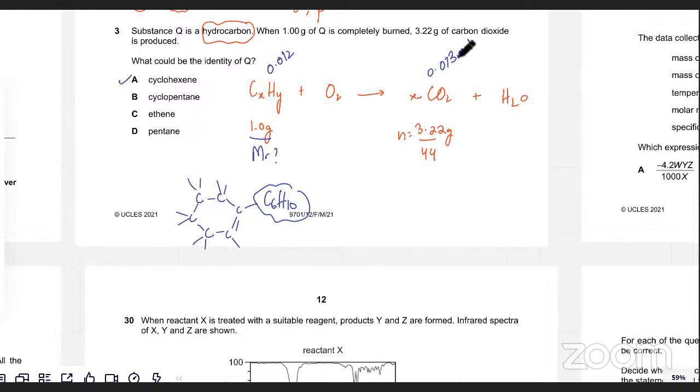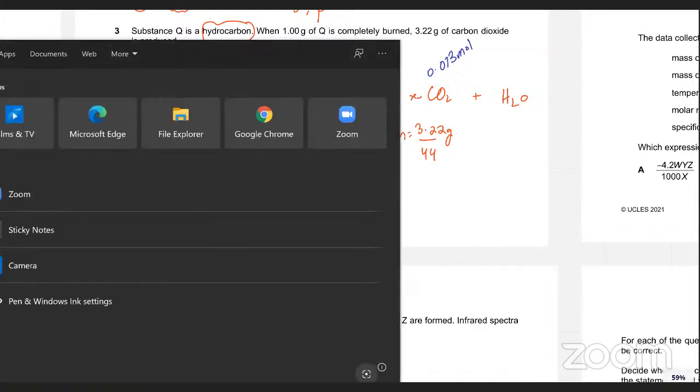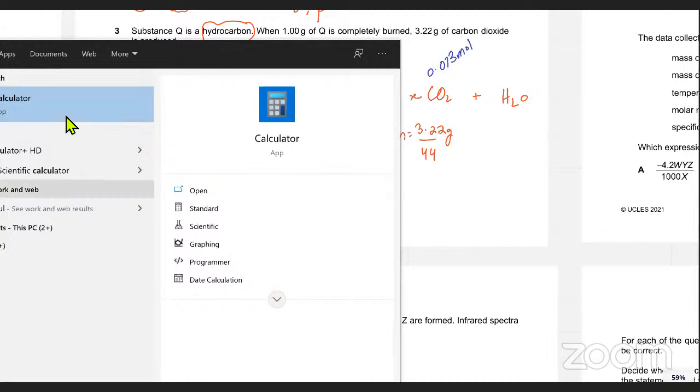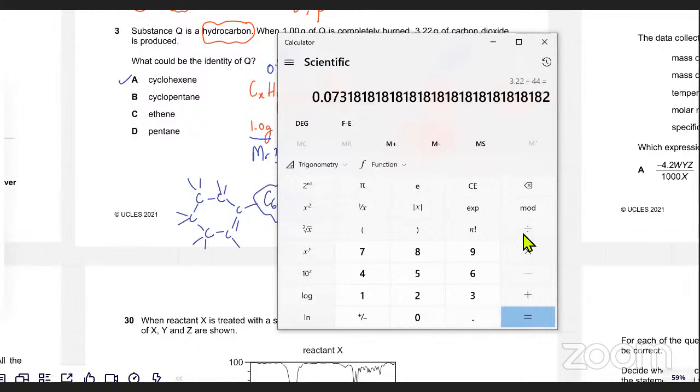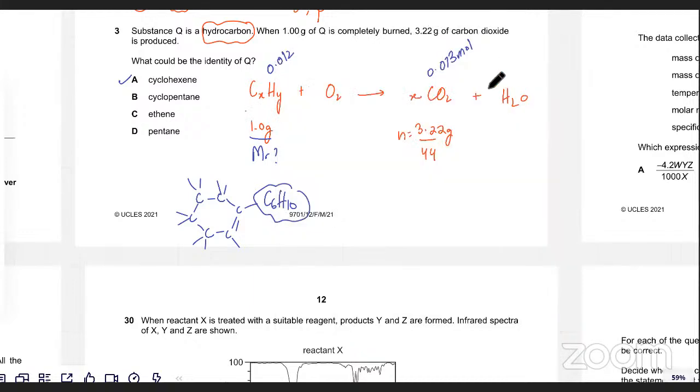Is this the exact value? Let me just check my own. Just a second. 3.22 divided by 44, right? It is 0.0732. 0.073. Okay, that's fine. 0.073. Now, what could be the identity of P?